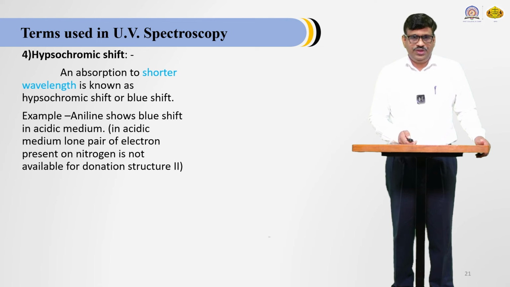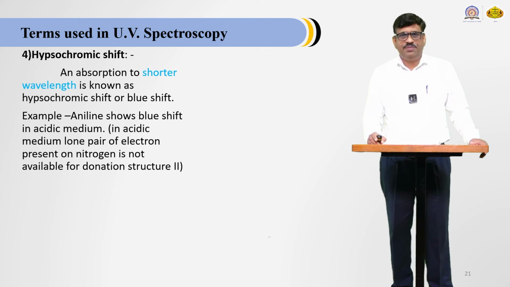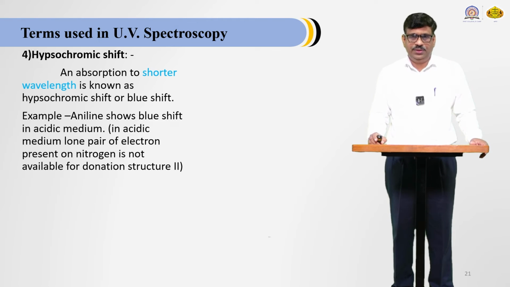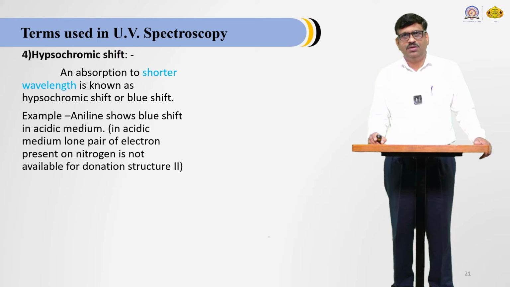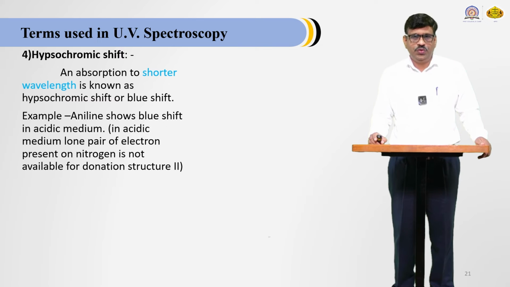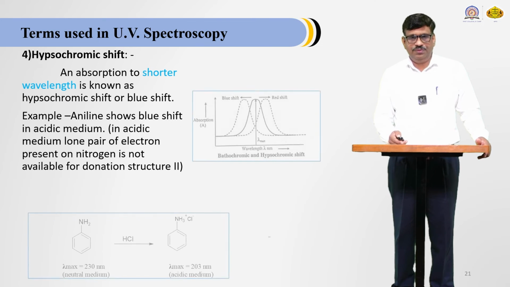The next term used in UV spectroscopy is hypsochromic shift. An absorption to a shorter wavelength is known as hypsochromic shift or blue shift. For example, aniline shows blue shift in acidic medium. In acidic medium, the lone pair of electrons present on nitrogen is not available for donation. Hence, absorption takes place at a shorter wavelength.